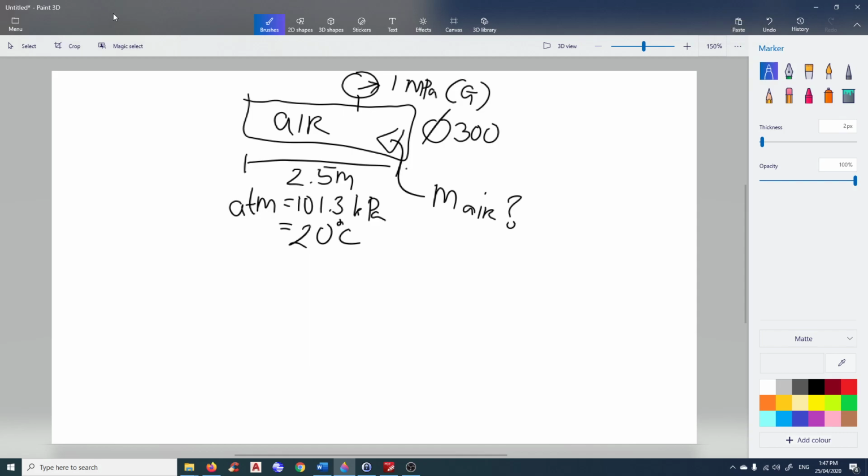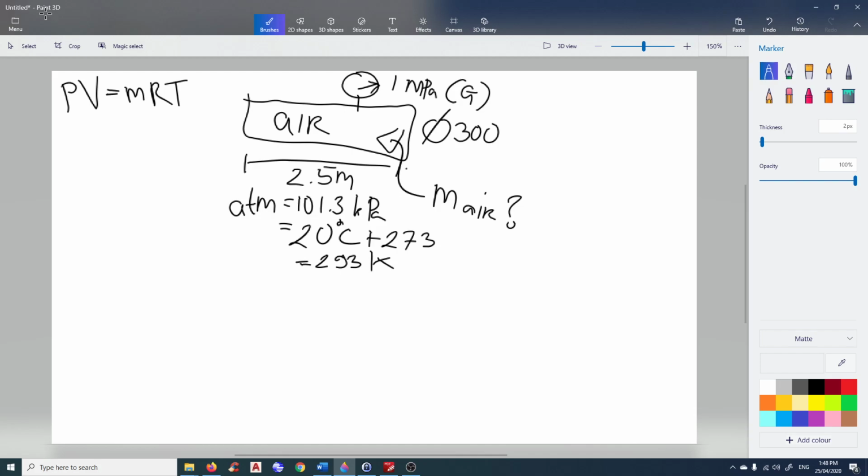So to solve this problem, what are we going to use? We're going to use the equation of state. You remember the equation of state is PV equal to mRT. Now remember, we have to use absolute pressure here. So we need to change the gauge pressure into the absolute pressure. So we're going to convert that. And what else do we need to convert? We need to convert the temperature into Kelvin. So if I convert this to Kelvin, I just need to add 273, becomes 293 Kelvin.